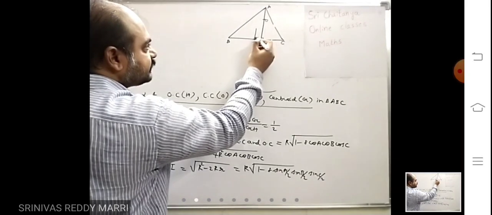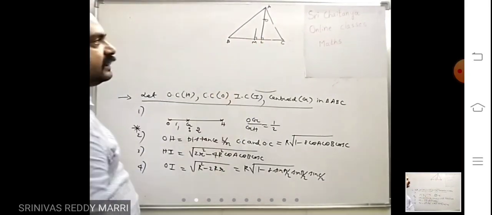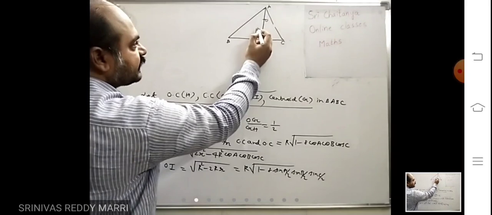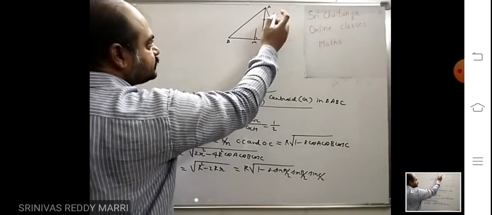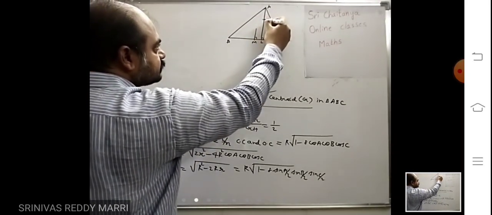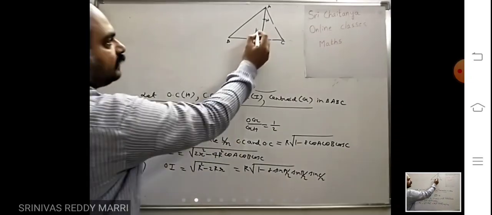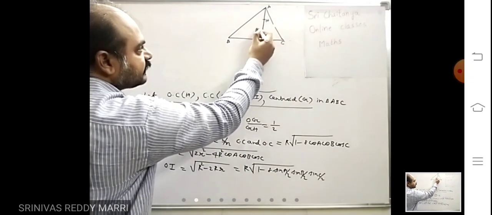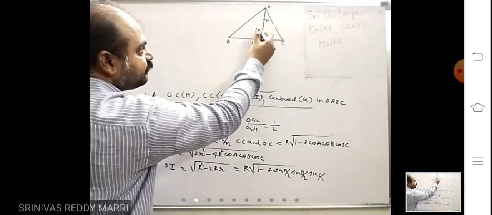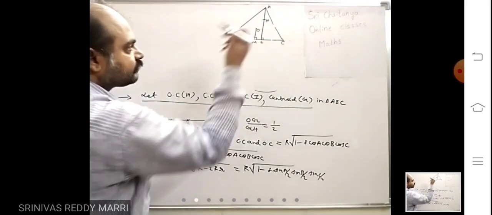This is the perpendicular bisector of BC. On this the circumcenter will lie. Let us say this is H. That is the orthocenter. Now let us say this point is the circumcenter, O.